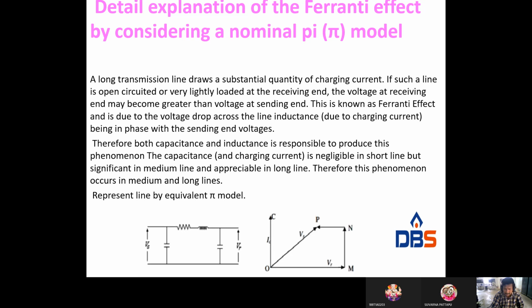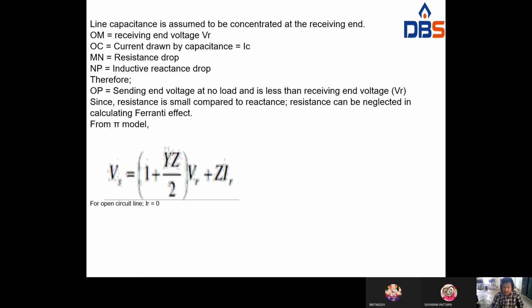Look at the figure. This is the Nominal-π method, and this is the phasor diagram for the Ferranti effect. Here OM is the receiving end voltage VR, OC is the current drawn by the capacitor IC, MN is the resistance drop, NP is the inductive reactance drop, and OP is the sending end voltage. Resistance is small compared to the reactance, so resistance can be neglected in calculating the Ferranti effect.